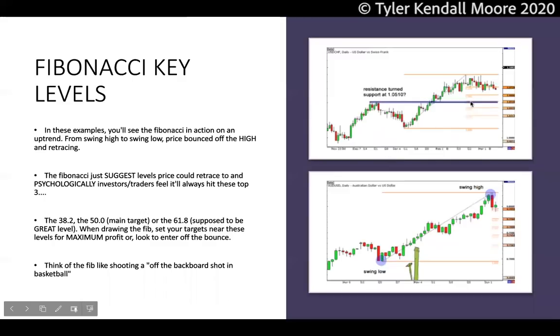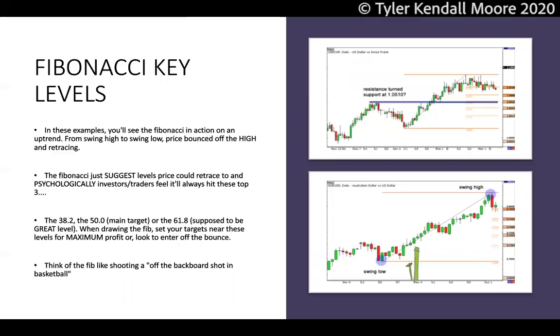You see how price went up to this high over here, and then resistance turned support at 1.0510, and that point 1.0510 is actually at the 50 on that fib. So that's where they're saying price is going to come to the fib, but it's a psychological level. The Fibonacci gives levels price could retrace to, and psychologically investors and traders feel it'll hit these top three levels, which are the 38.2, the 50, and the 61.8.